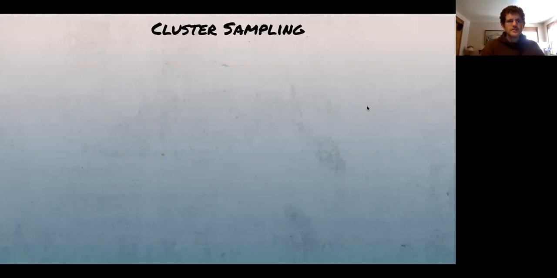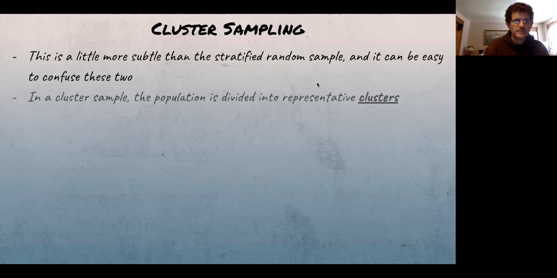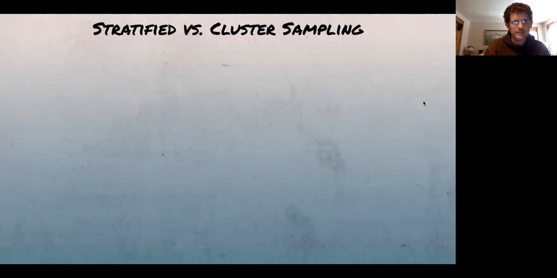All right, cluster sampling is a little bit more subtle. And between these two, this is where the confusion comes in. So in a cluster sample, the population is divided into representative clusters, and then every person, generally speaking, in a cluster is sampled. So rather than saying we're going to pick from across the entire sampling frame, I'm just going to take this group of people that are kind of clustered together, and I'm just going to sample all of them.